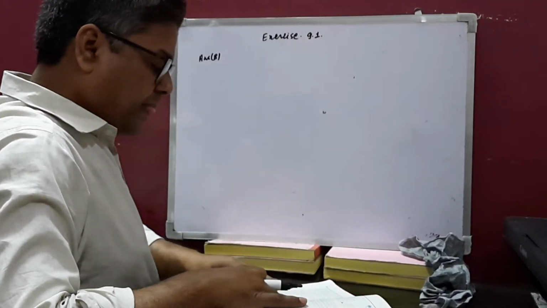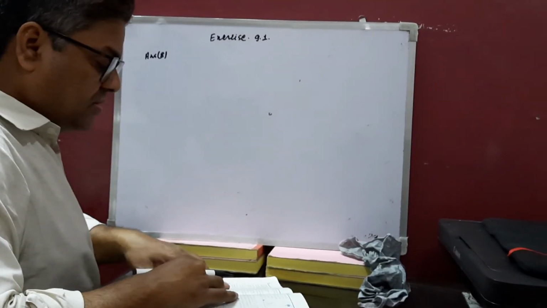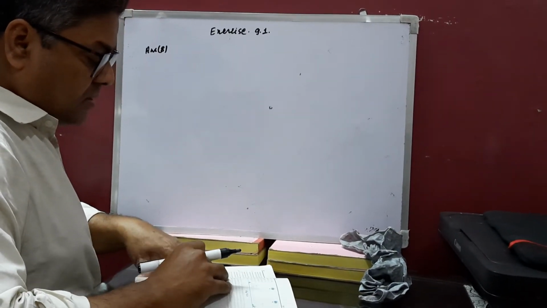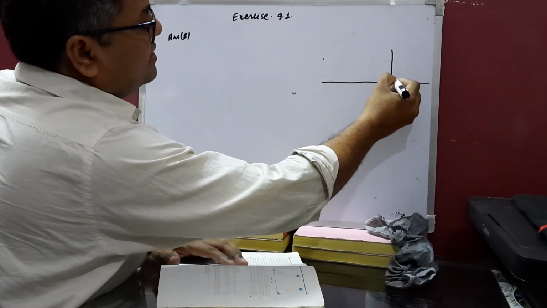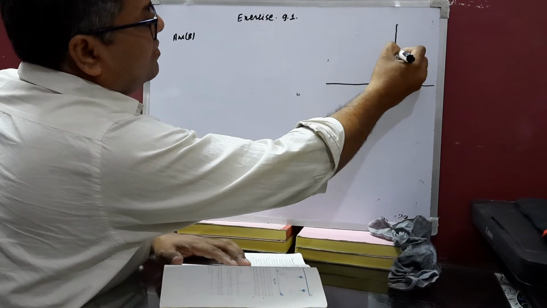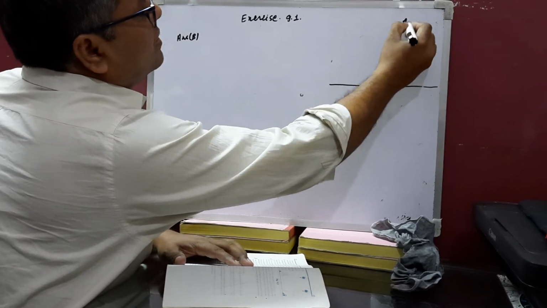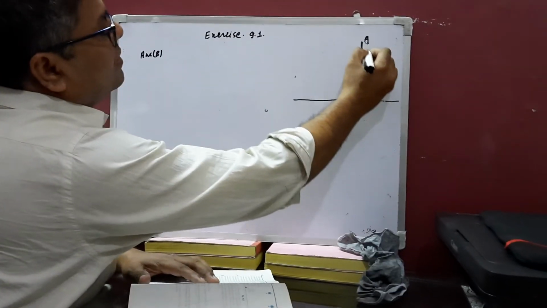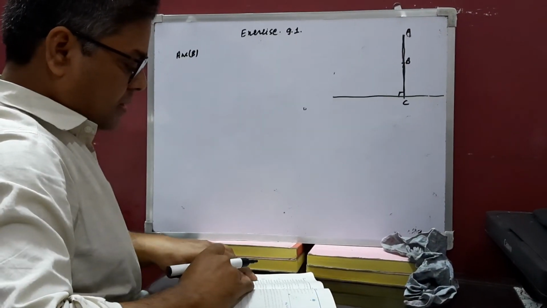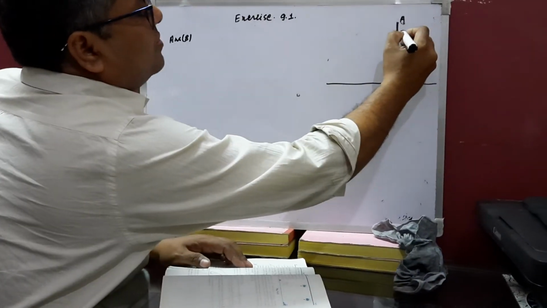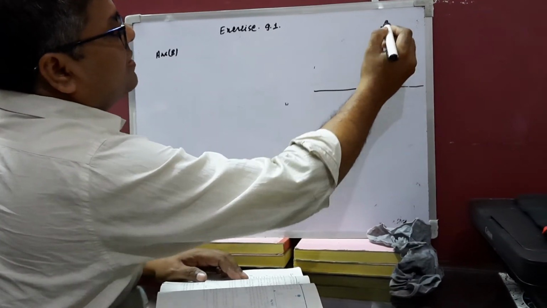In this question, a statue 1.6 meter tall stands on the top of a pedestal. This is the vertical, this is the horizontal ground level, and this is the pedestal, and a statue is fixed on it. This is A, this is B, and this is C. The length of the statue is given to us, this is 1.6 meter.